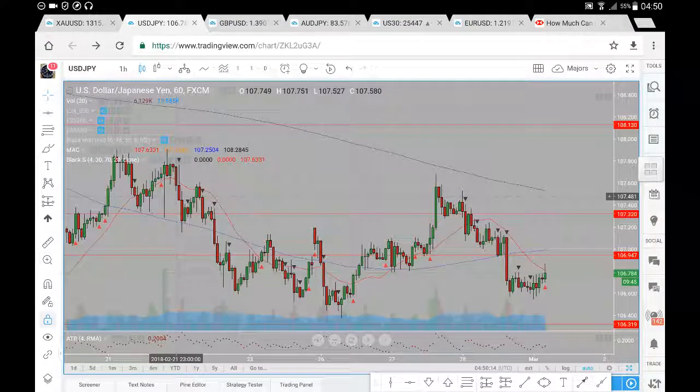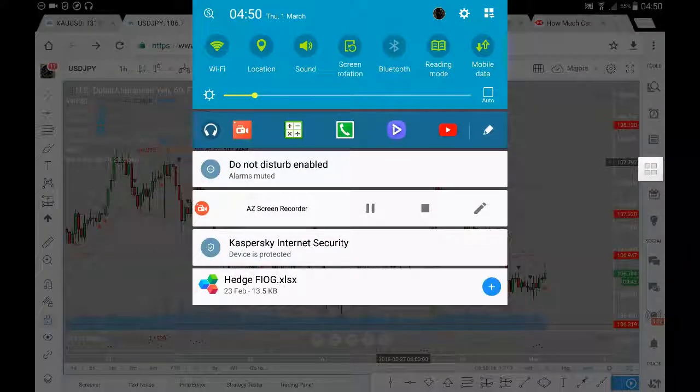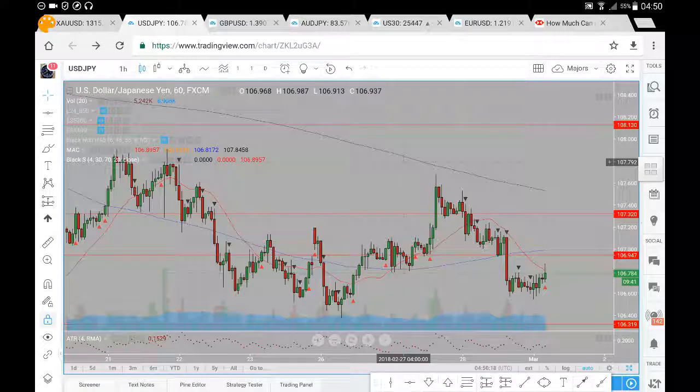So this is US dollar Japanese yen analysis for Thursday, the 1st of March. Now, let's just have a look at what happened with prices and where prices may likely go. So we saw prices start to trend to the downside here on the US dollar against Japanese yen.